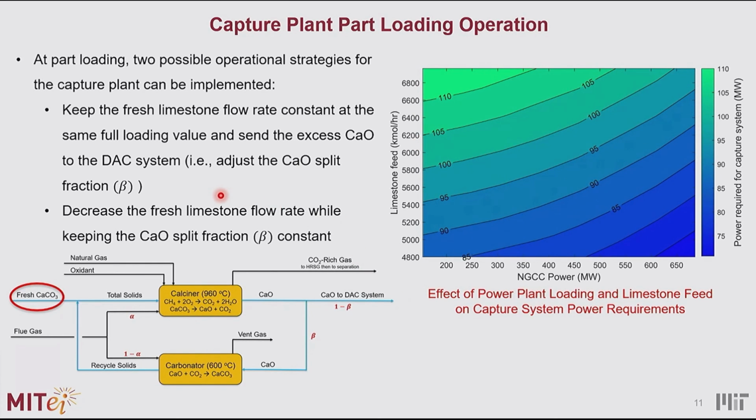And if you're keeping it constant, the excess calcium oxide, you will have to change the value of beta in this case and export the rest of that to the direct air capture system. So this might also have implications on the direct air capture systems that should be studied as well.